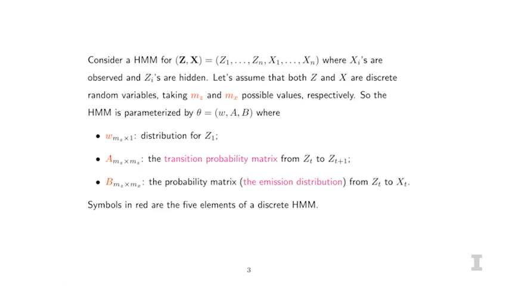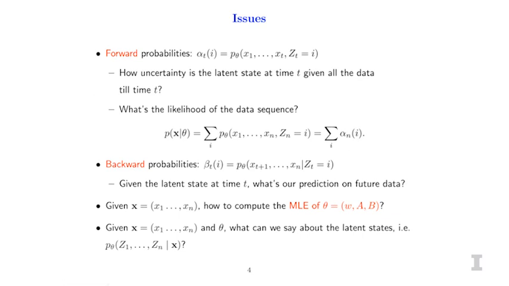We have w, which is the distribution for the first hidden state z sub 1. We have the transition probability a that models the move from zt to zt plus 1. We also have the so-called emission probability distribution that models the distribution from the hidden state zt to xt. And all those five symbols are the five essential components of a discrete hidden Markov model. The main issue with hidden Markov model is the computation.